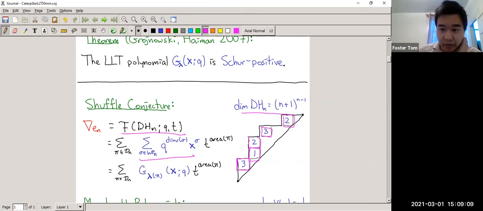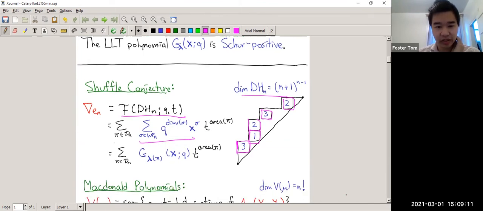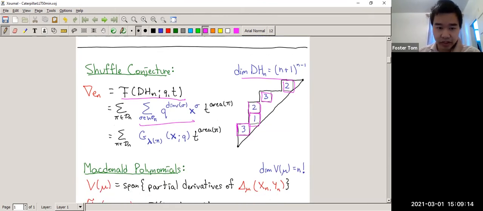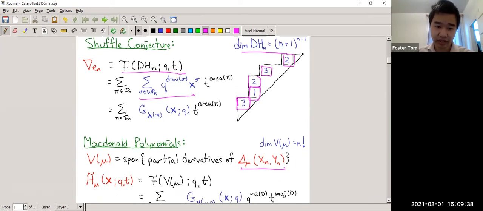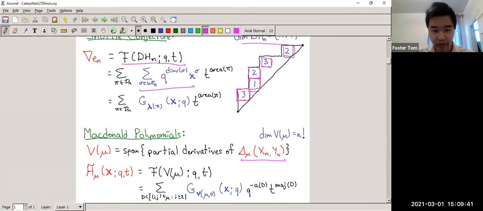The other application that I want to touch upon is Macdonald polynomials. So if I have a partition mu of n, this V_mu is called a Garsia-Haiman module, and it's just a span of partial derivatives of sort of a generalization of the Vandermonde determinant. If you've heard of the n factorial conjecture, Haiman proved that this space has dimension n factorial. And then the Macdonald polynomial is the Frobenius series of the Garsia-Haiman module.